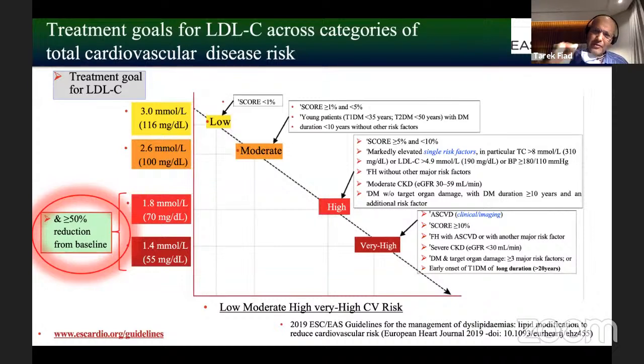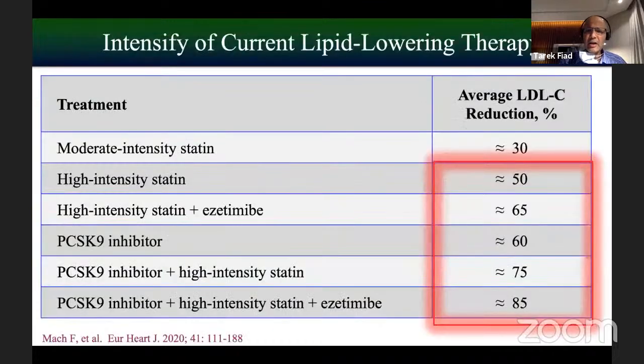So if I have somebody with a baseline of 2.2, I need to get them to 1.1. That is what the maths is about. And the same thing, if I have somebody with high risk, then I need to get them to the goal of 1.8, but also to achieve that reduction in the LDL of 50%. So that's the key recommendation in these guidelines.